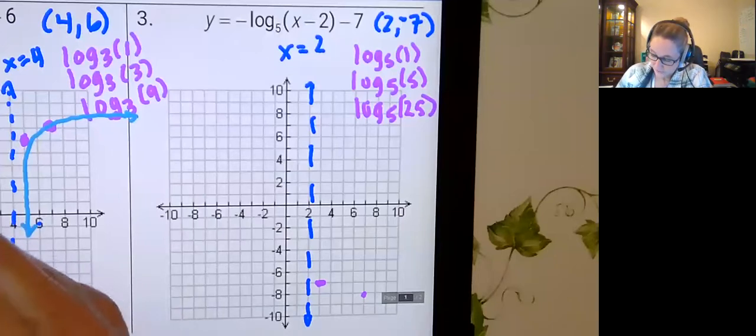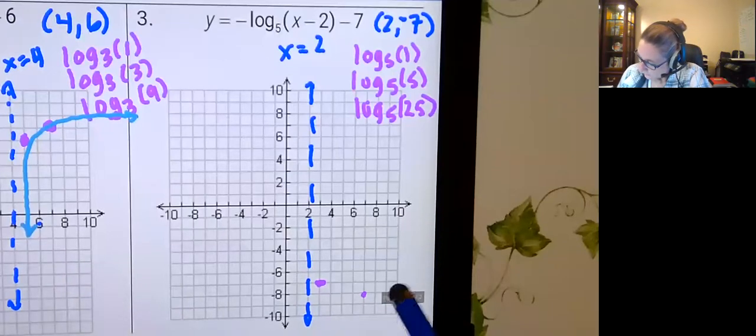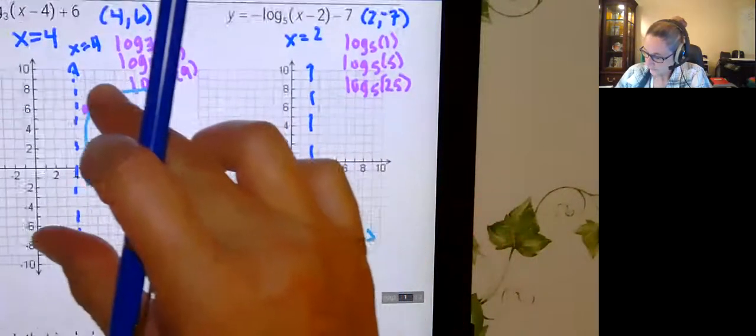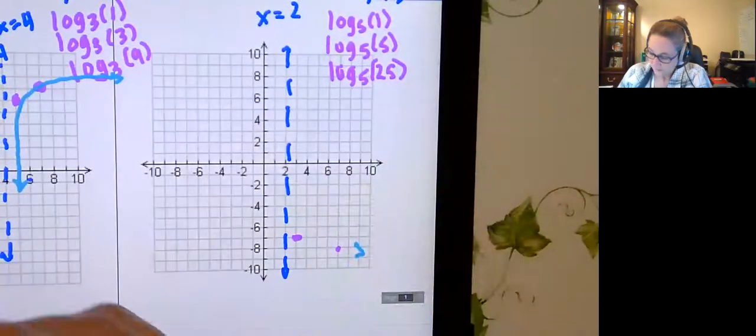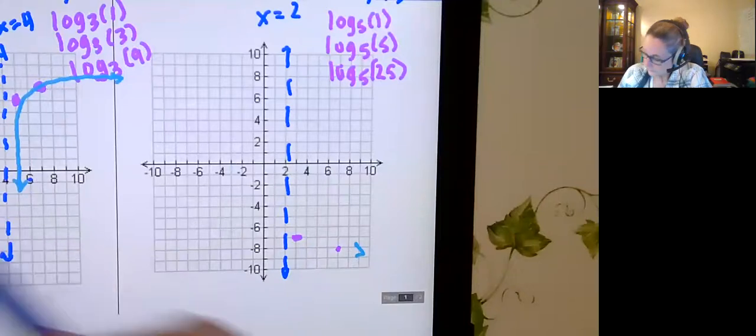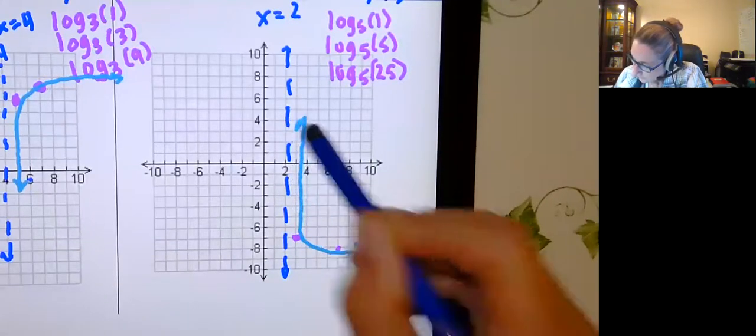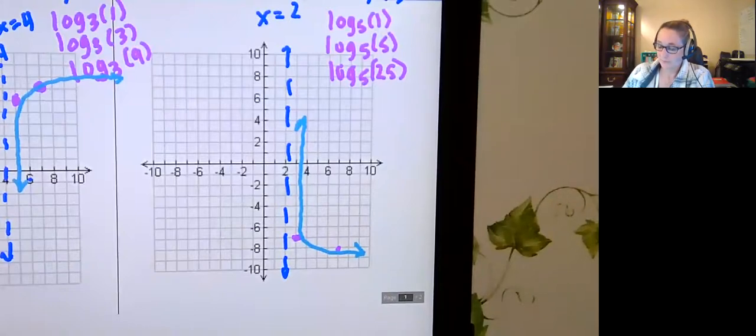So this graph is going to look like this. Oops, let me move it a little bit. Try one more time. Okay. And that is our logarithm.